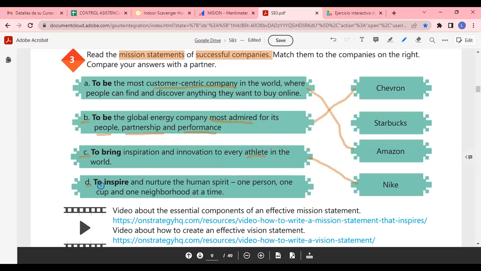Let's go, letter D. Mr. Nilton, help me please, mister. Okay. To spread and nurture the human spirit. One person, one cup, and one neighborhood at a time. What is the company name? Starbucks. Yay. Very good, mister. Thank you. Definitely right. It says that they inspire. Ahí dicen, vea, que Starbucks inspira. To nurture the human spirit. In one cup, en una taza. It says. And yeah, very good.